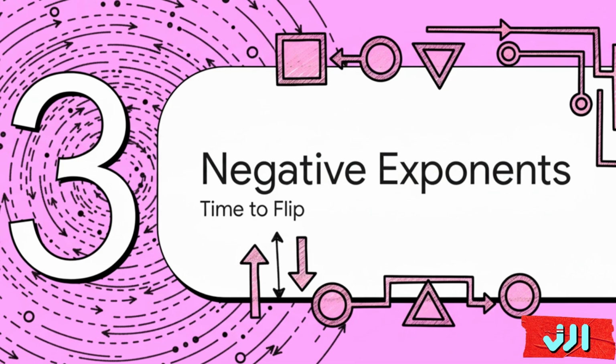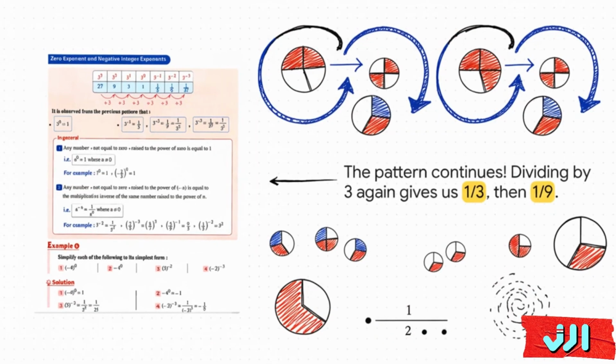This is where the code really starts to open up some cool possibilities. That pattern of dividing by 3 just continues. So we're at 3 to the power of 0, which is 1. If we decrease the exponent again down to -1, we just do the same thing. We divide by 3. And what's 1 divided by 3? It's 1/3. Go to -2, you just divide by 3 again, and you get 1/9.